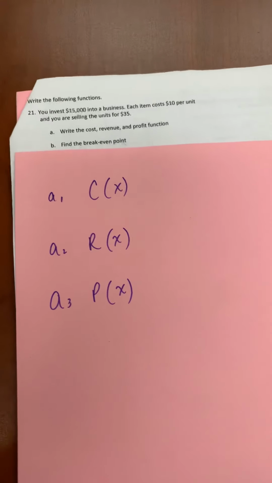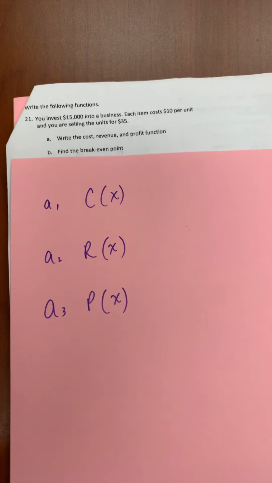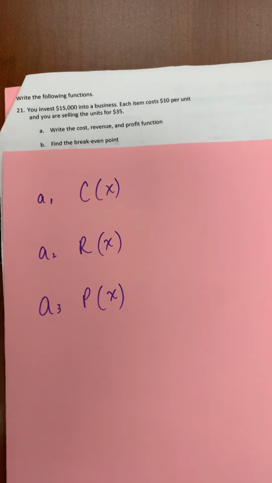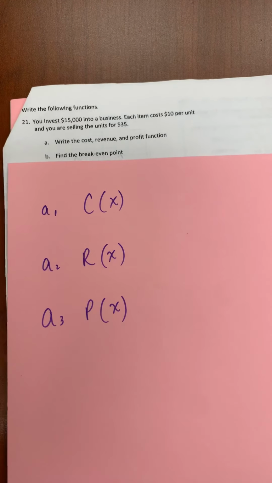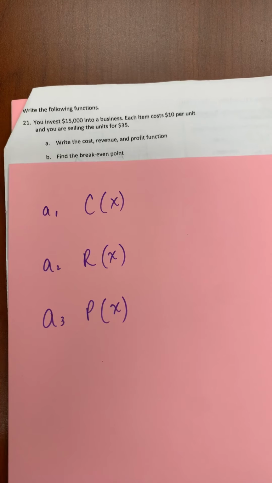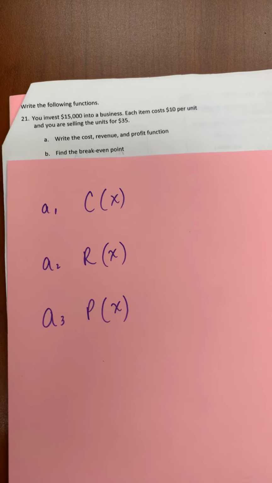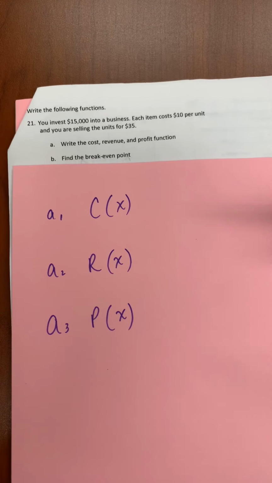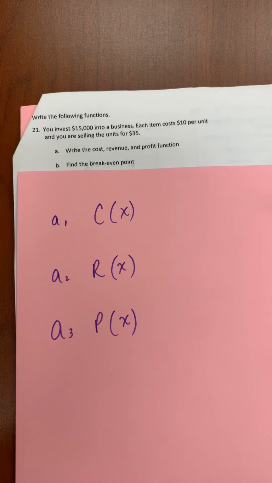Okay guys, let's get started on problem 21. These are word problems, so more than likely it'll just be one per video, and so you'll have to just kind of go through and see which ones you need help with. So in this particular problem, it says you invest $15,000 into a business. Each item costs $10 per unit to make, essentially, and you are selling the unit for $35. Part A wants the cost, revenue, and profit function, and so I went ahead and lined that up for you. And then B is find the break-even point.